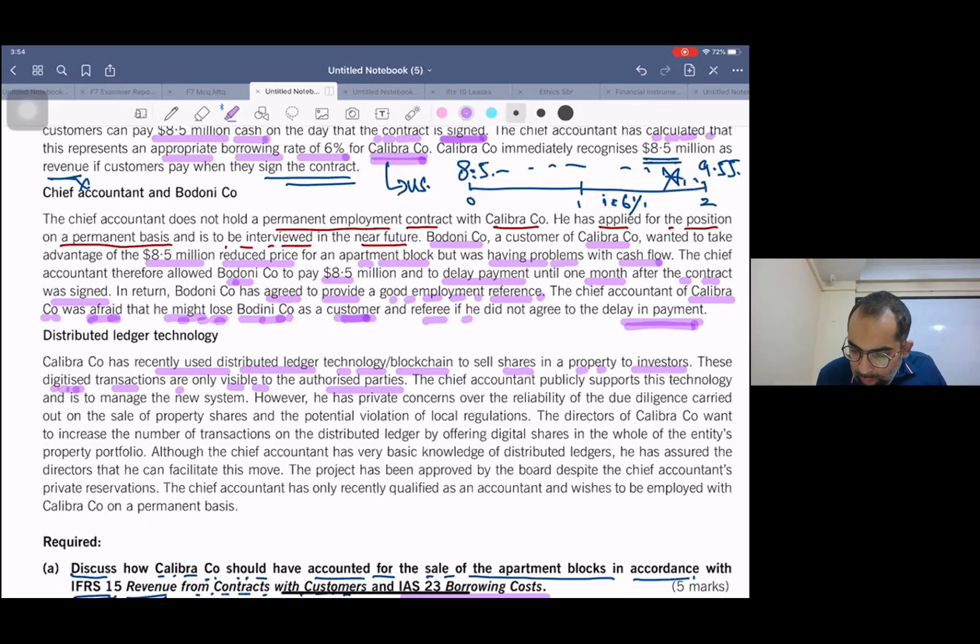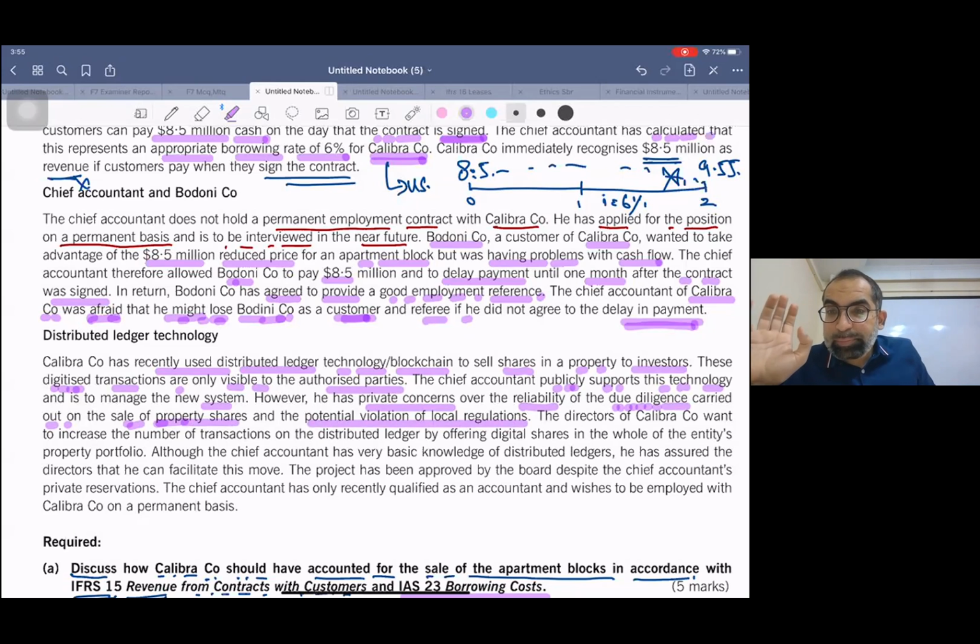One issue: the chief accountant publicly supports this technology and is to manage the new system. Now, this accountant took the responsibility of this whole blockchain thing. He has publicly supported it, saying it's a great thing, investors please come and do transactions with this. In public he has supported. However, he has private concerns over the reliability of the due diligence carried out on the sale of property shares and the potential violation of local regulations.